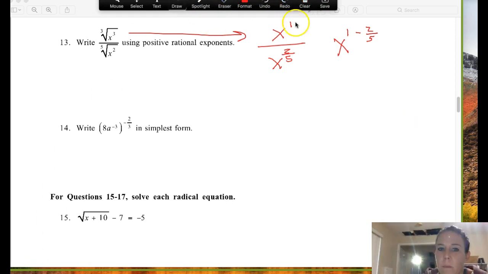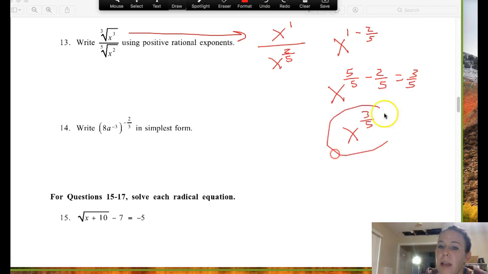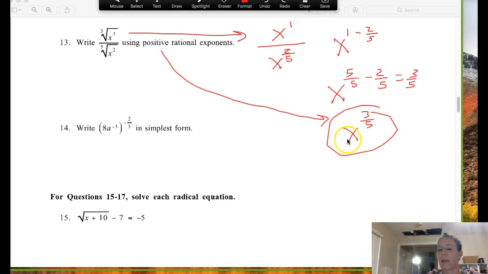All right, so if I subtract exponents here, I'm going to go 1 minus 2/5. Well, I got to make that a fraction. And the denominator I want it to be is 5, and that's easy. I'm just going to make this x to the 5/5. 1 is the same as 5/5 minus 2/5, and that's just going to be 3/5. So this is x to the 3/5 power, and there I have it, positive rational exponents. It's the same as the fifth root of x cubed.